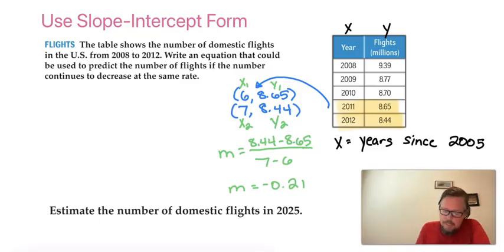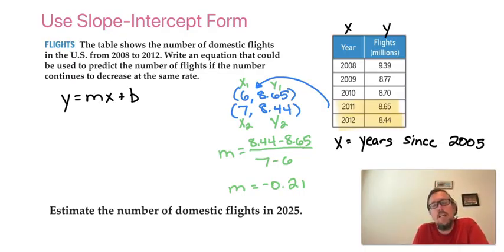So we're going to go to y equals mx plus b. We're going to replace our m with our negative 0.21. So let's go ahead and erase the m and put 0.21 in there. And then we need an x and a y. It doesn't matter which one we use. We can use one of the two coordinates we picked, or we can use a coordinate that we didn't pick. It doesn't matter at all. I'm just going to use the 6 and 8.65 just because we've already got that one ready to go. So let's use x is 6 and y is 8.65.